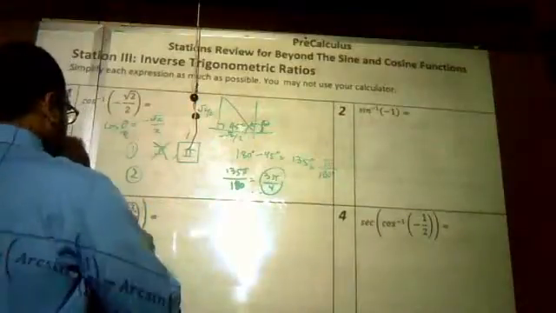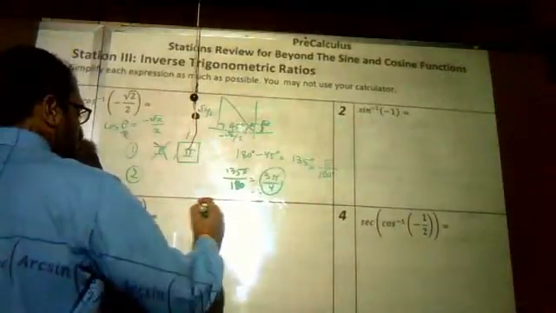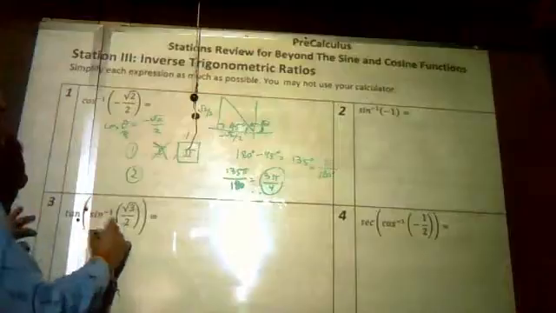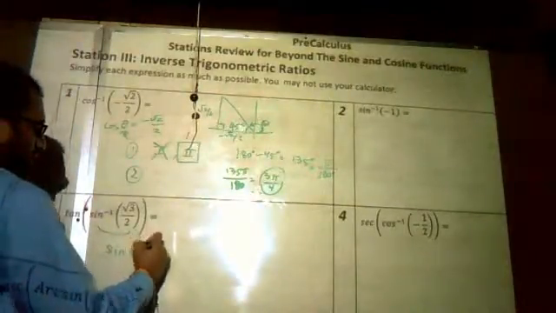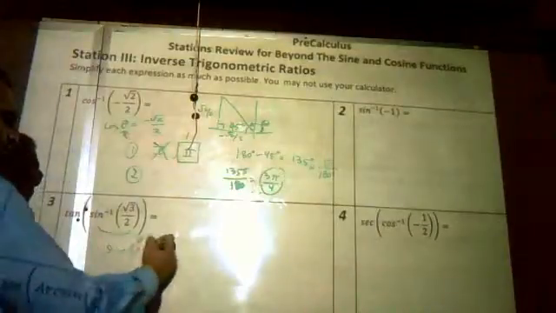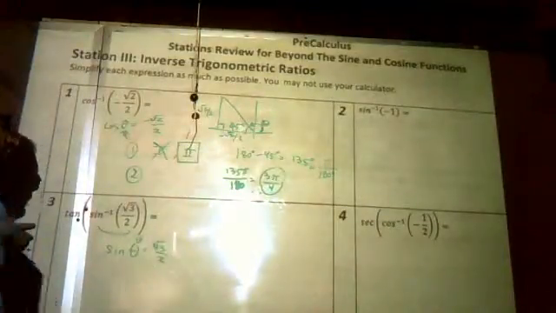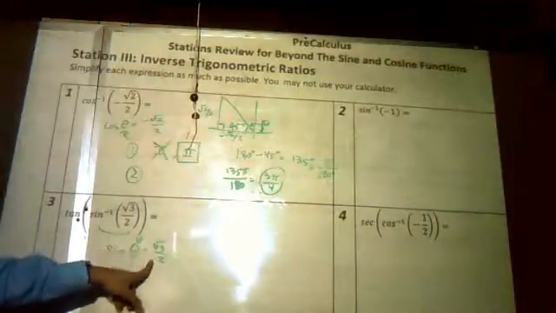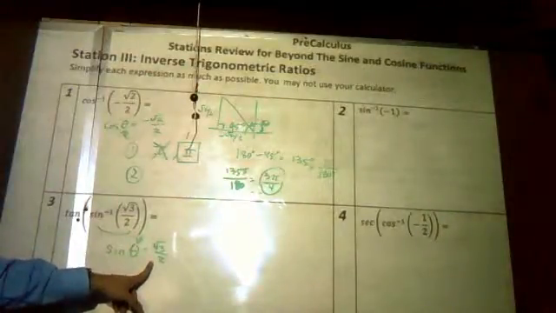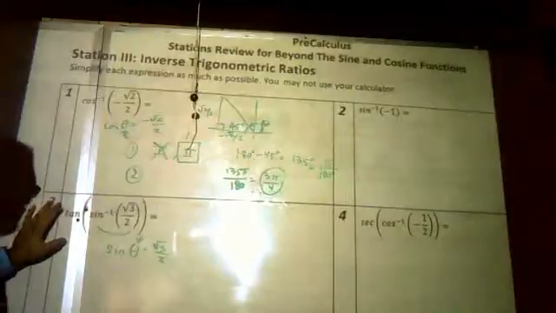So the inverse sine of square root of 3 over 2. What do I have to do? We're going to work the inside first. What question am I asking myself? For what angle theta does the sine of theta equal the square root of 3 over 2? Okay, so for what angle theta?